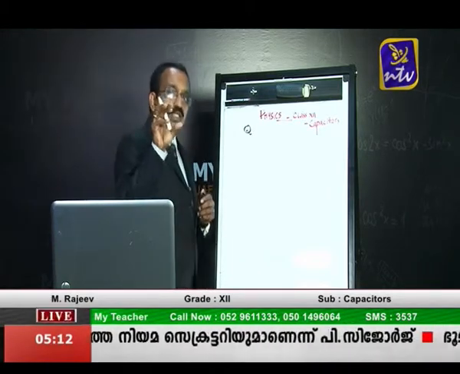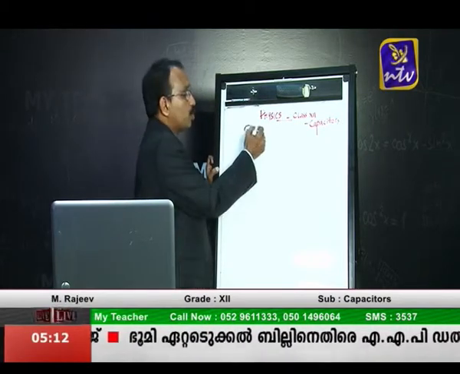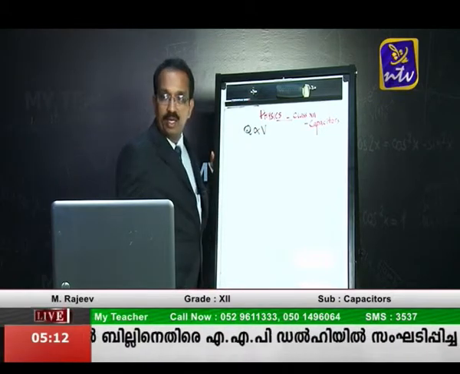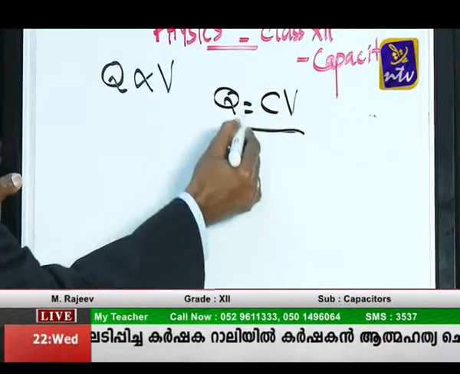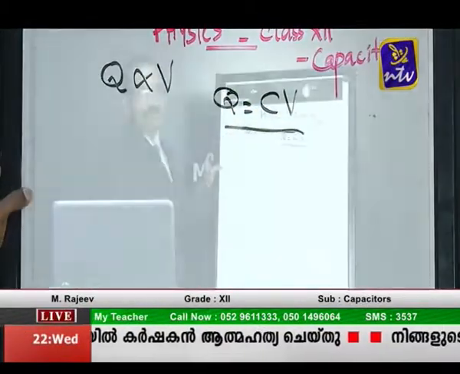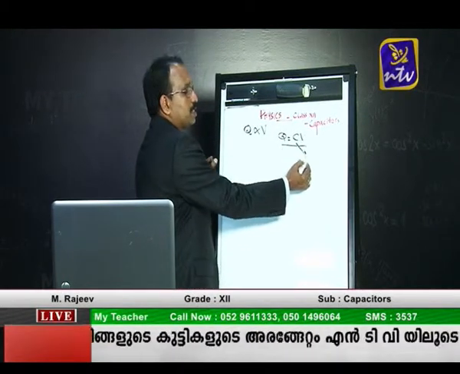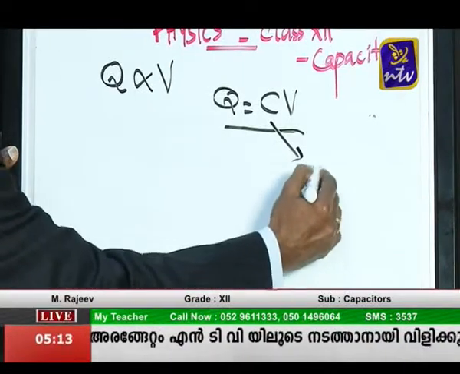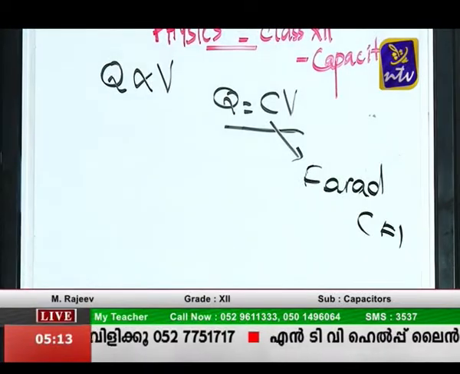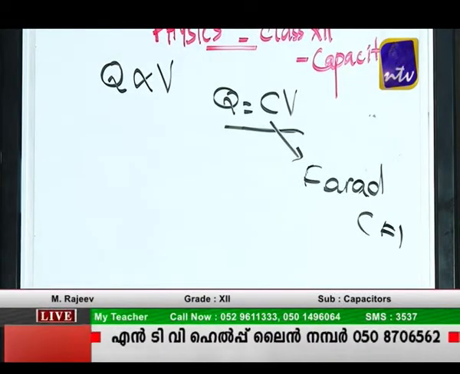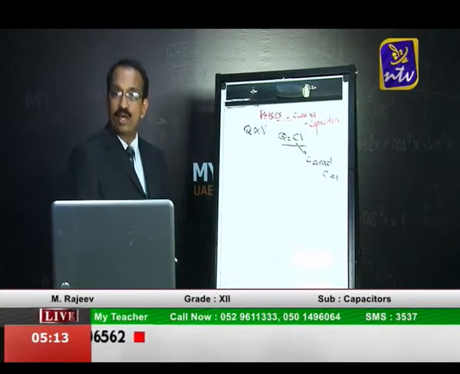How much charge is stored in a capacitor depends on how much potential difference is applied to it. So we may say Q is directly proportional to V, or Q is equal to a constant times V. This constant is normally referred to as capacitance. The SI unit of capacitance is the farad. The farad is a big unit, which is why commonly we use units like microfarad, picofarad, nanofarad and so on.